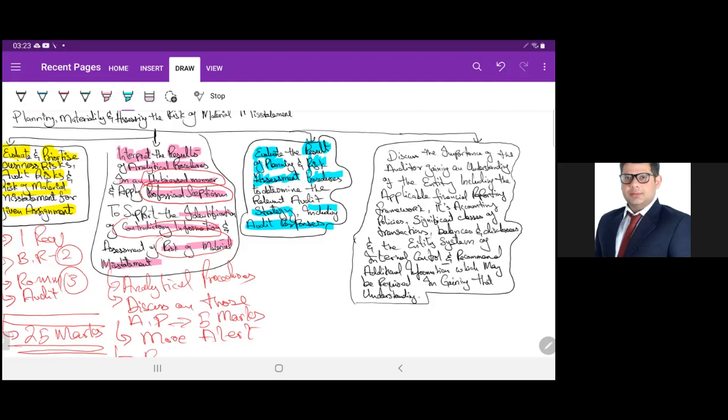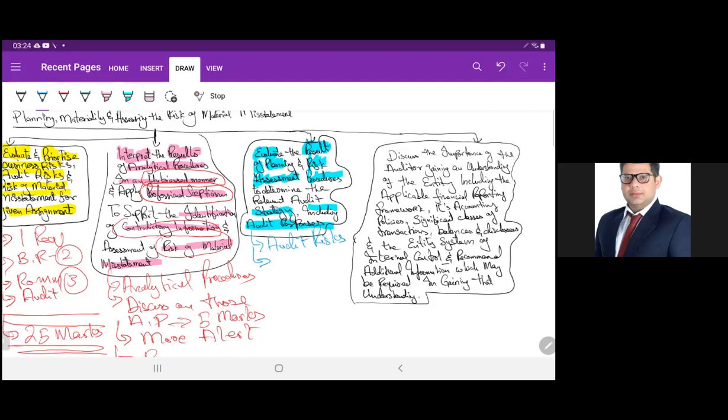Okay. Now, in this type of scenario, what you may have to do is firstly discuss the audit procedures and audit risks, and then obviously, when you plan the audit, you then apply the audit procedures.